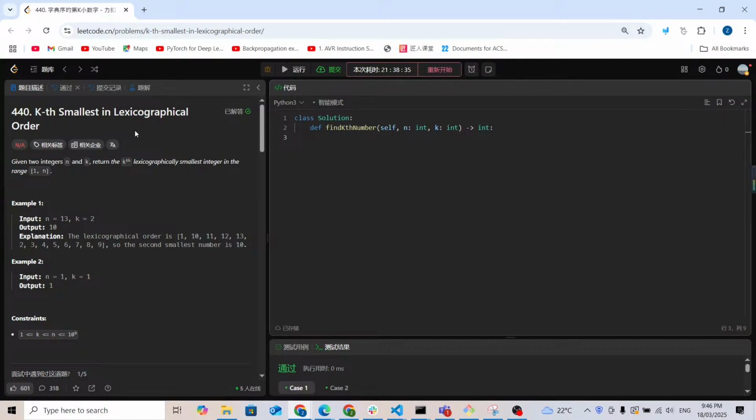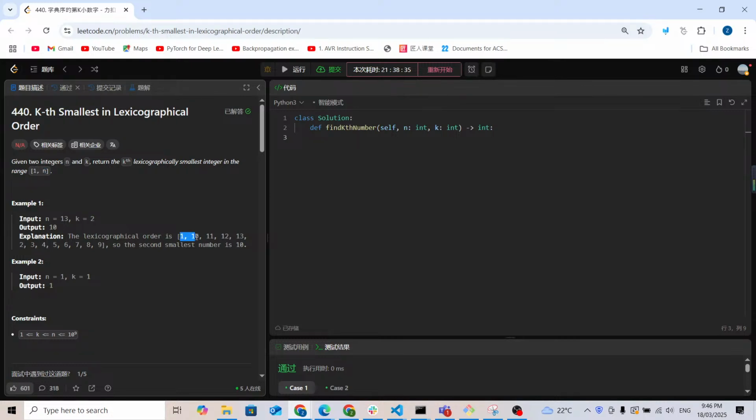case smallest in lexicographical order. So let's just try to understand the problem. We are having a number n. For example, n equals 13 and k equals 2, and we want to return the kth lexicographically smallest integer in the range from 1 to n. So n is also inclusive.